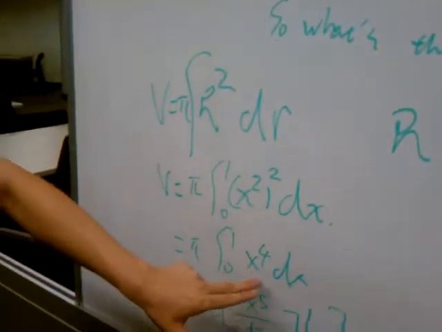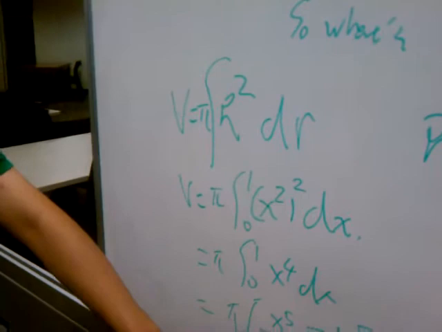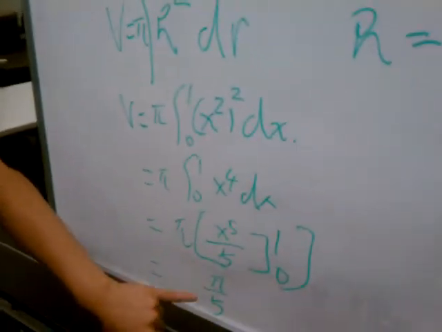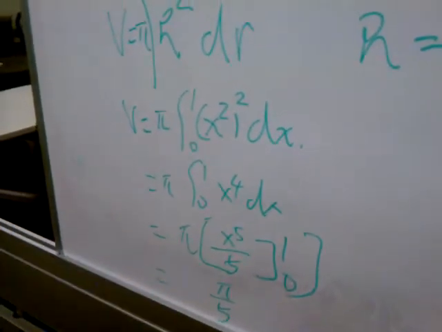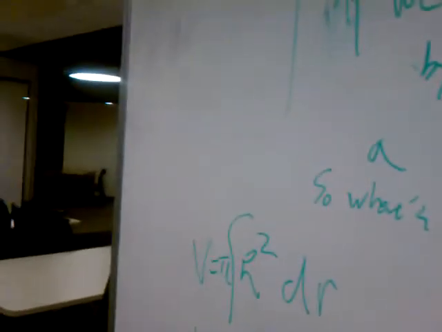And we know we are trying to calculate from 0 to 1. And then x to the 4th, we take the antiderivative of this function, and we get x to the 5th over 5. Then we put 1 and 0 in, and we calculate, and we get pi over 5. It's a simple example. If you don't get it, that's the next question.